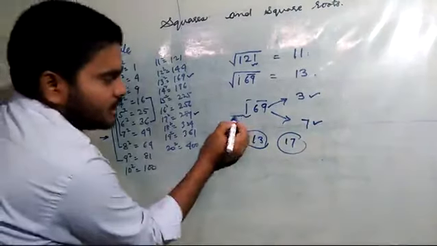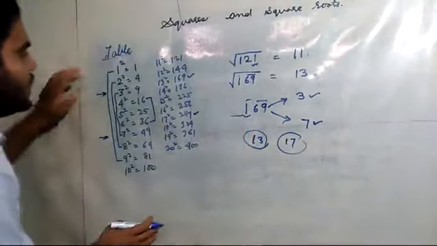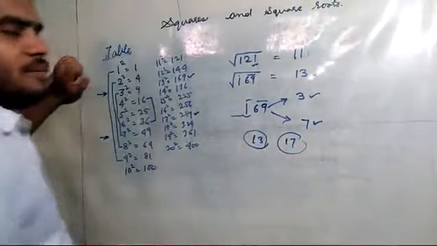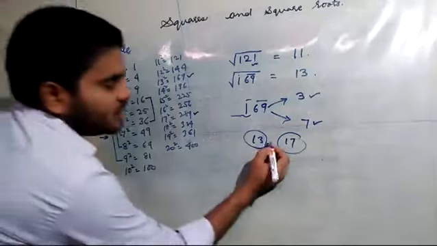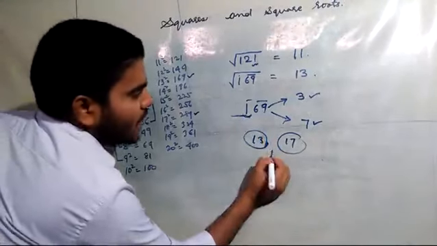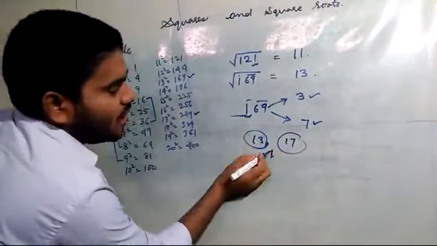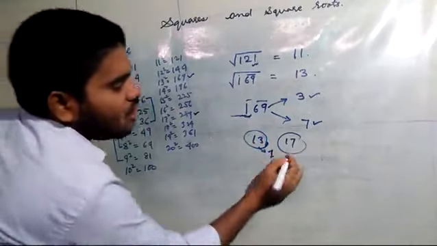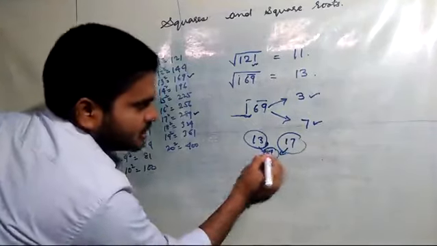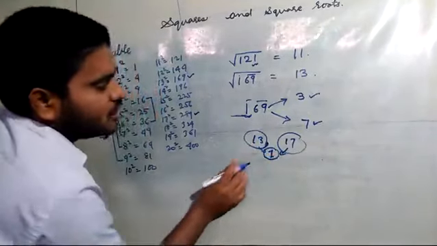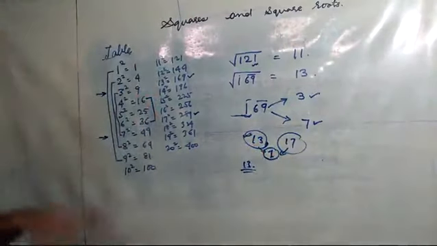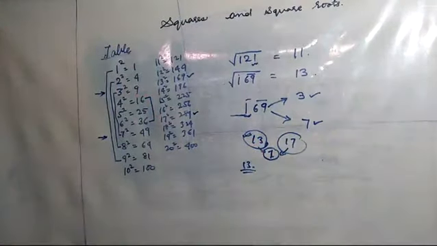Now the remaining digit is 1. Now 1 is exactly here, so the number may be either 13 or 17, correct? Now see this 13 and this remaining digit 1. So is this number 1 nearer to 13 or nearer to 17? This number is nearer to 13, so your answer will become 13. Now I will take another example so that it will be more clear.